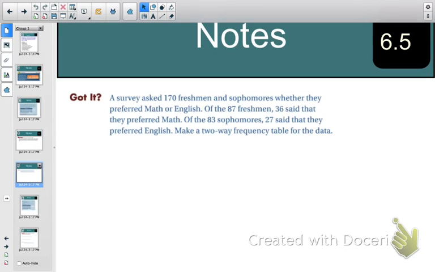Okay, so go ahead and try this one. It's talking about freshmen and sophomores in math and English classes. So those are going to be your two variables. You go ahead and try to make this table. I will make it, and then we can see how we did. Ready, break. Pause this in 3, 2, 1, pause.